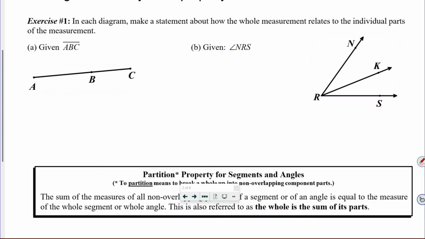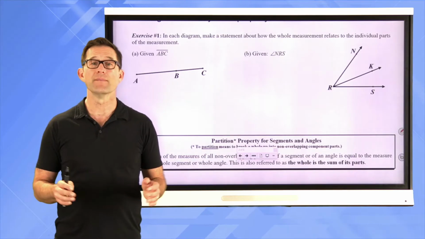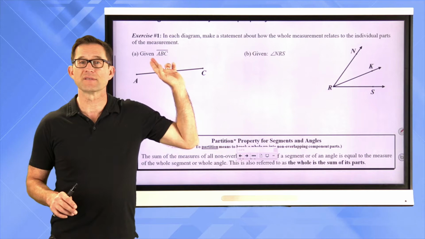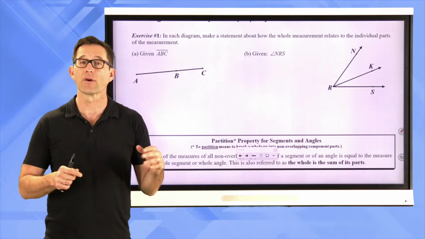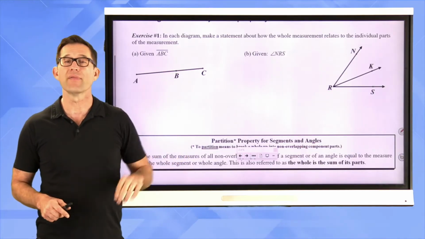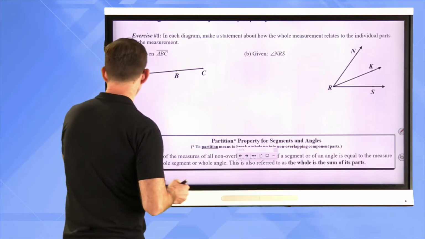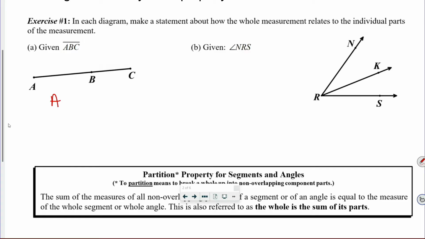Exercise number 1. In each diagram, make a statement about how the whole measurement relates to the individual parts of the measurement. Letter A, given segment ABC. All right, so remember when you're given something like this, segment ABC, what that's telling you is that points A, B, and C are collinear. Now if we know that, then what we can immediately conclude is the following. If I take the length of AB, I'm writing in red, and I add to it the length of BC, I have to get the length of AC.